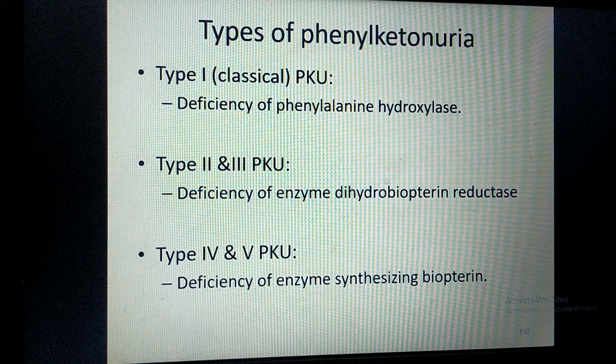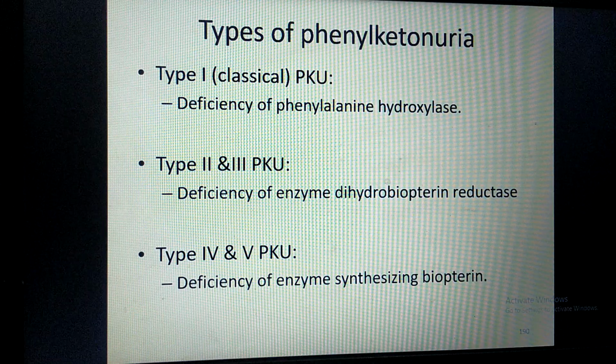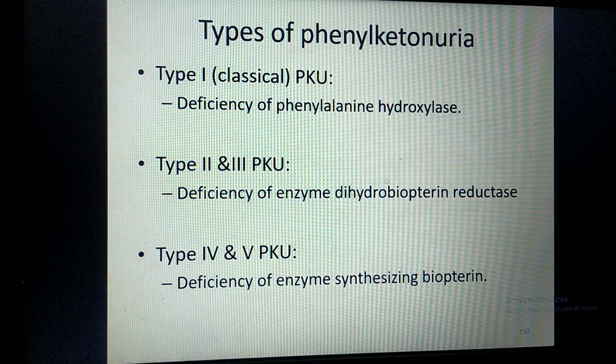Depending upon the cause, there are 5 types of phenylketonuria. Type 1, also called classical phenylketonuria, is due to deficiency of the enzyme phenylalanine hydroxylase. Type 2 and type 3 phenylketonuria are due to deficiency of the enzyme dihydrobiopterin reductase. So in both cases, the enzyme is deficient. In the first case, the enzyme deficiency is more, whereas in the second case, enzyme deficiency is less. Type 4 and type 5 are due to deficiency of the enzyme synthesizing biopterin. Again, depending upon the severity, they are classified as type 4 and type 5.